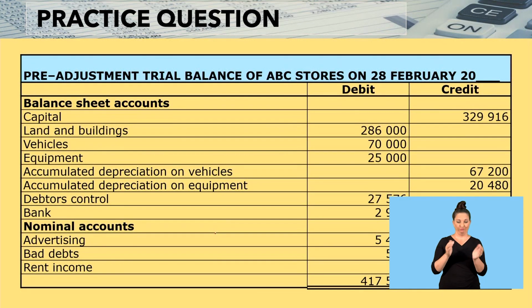In today's class, we're going to be talking about the post-adjustment trial balance. What you see here is a pre-adjustment trial balance of ABC Stores. We want to look at the adjustments, and then we're able to create a post-adjustment trial balance.